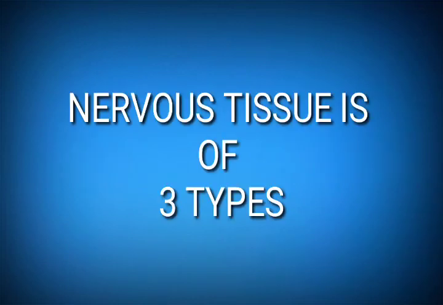Nervous tissue is of how many types? It's of three types. The first one is the cell body. It contains cytoplasm, nucleus and cell membrane. The second one is the axon. It is a single long conducting fiber extending from the neuron. It transmits impulses away from the cell body. The third one is dendrites. They are short branched fibers of the neuron which receive nerve impulses.